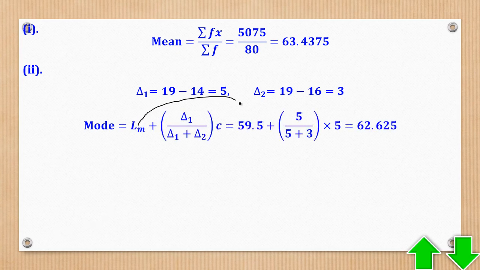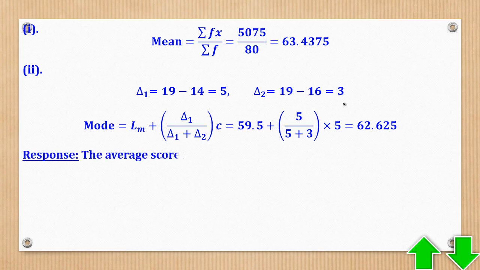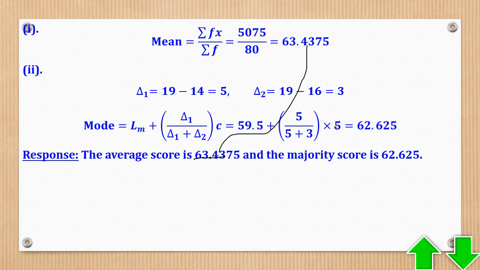The lower class boundary of the modal class, D1 is here and also here, D2 is here. Then class width, they already give it to us in the question, class width of 5. So in the end you come up with 62.625 as the mode or the majority score. So our response is that the average score is this and the majority score is this.